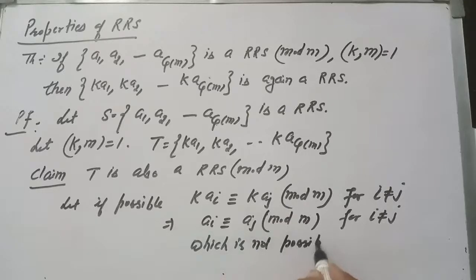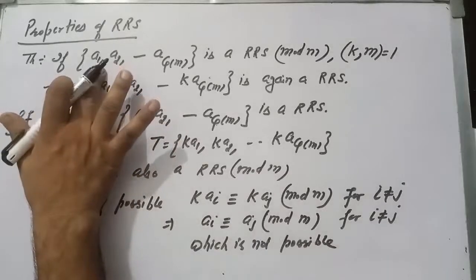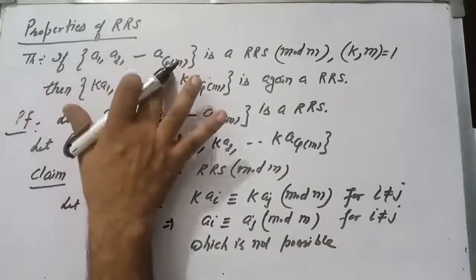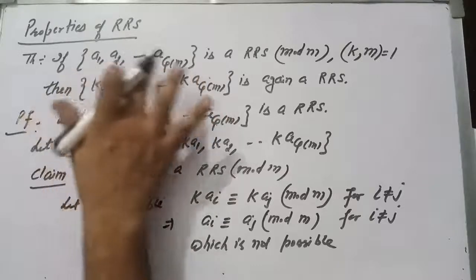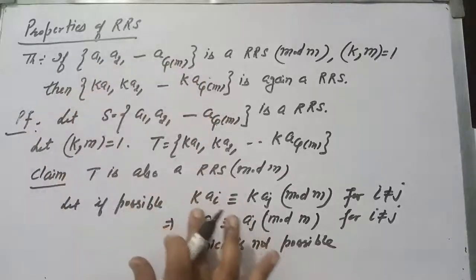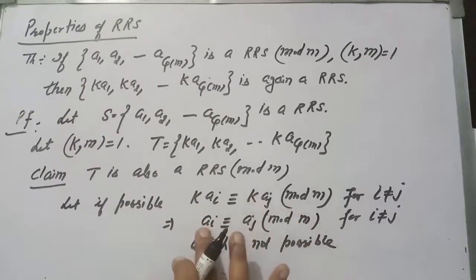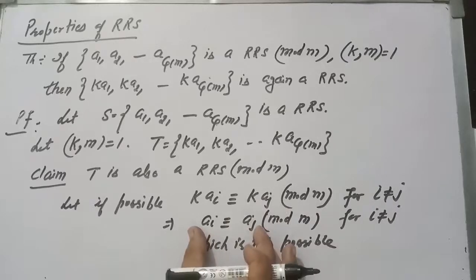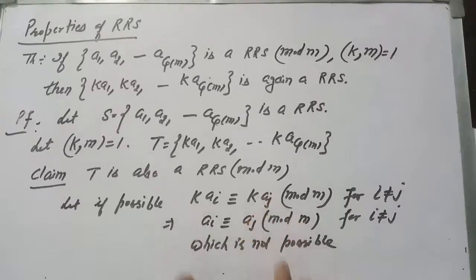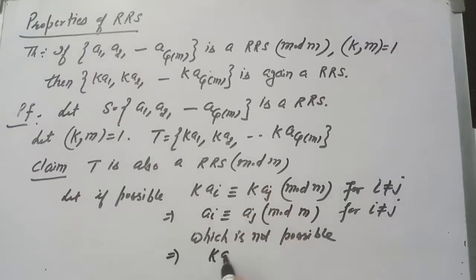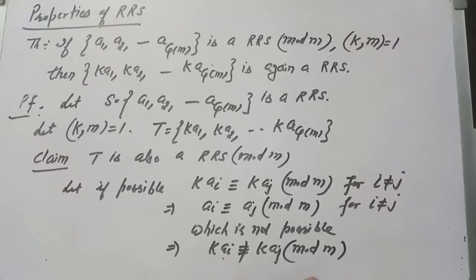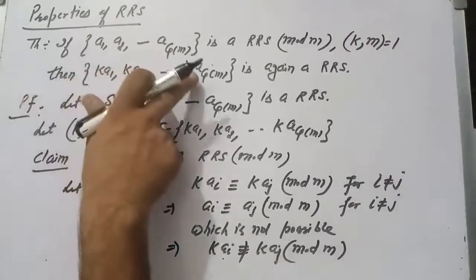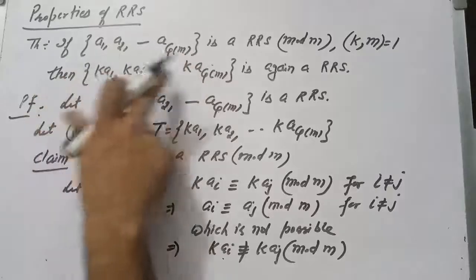Because we have already been given that it is a reduced residue system, it has distinct phi m elements. So any two elements are not congruent. If you assume that KAI is congruent to KAJ, you will get that AI is congruent to AJ, which is not possible. So if AI and AJ are not congruent, then KAI and KAJ are also not congruent. This implies KAI is not congruent to KAJ modulo M. So if initially we have phi m elements, then after multiplying by k we still have phi m elements.